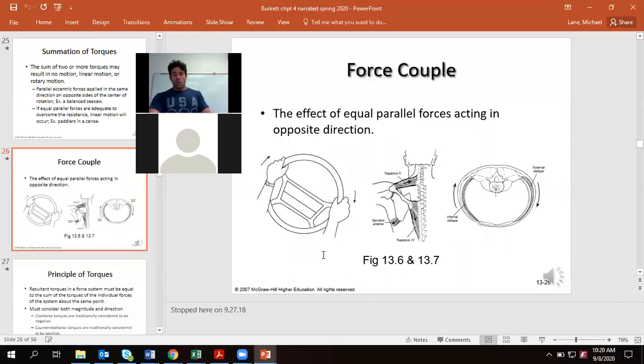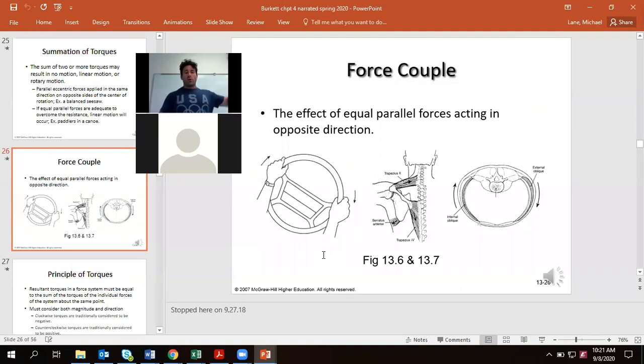So we're going to, throughout the body, do a great amount of what's referred to as force coupling, which is where we have a number of forces working in parallel that are going to give us a greater amount of force production. An example is when you turn your torso, you have your internal oblique on the side you're turning towards and your external oblique on the opposite side contracting, and that's what's going to give us force coupling to give us that rotation even more so than if we just had one or the other.